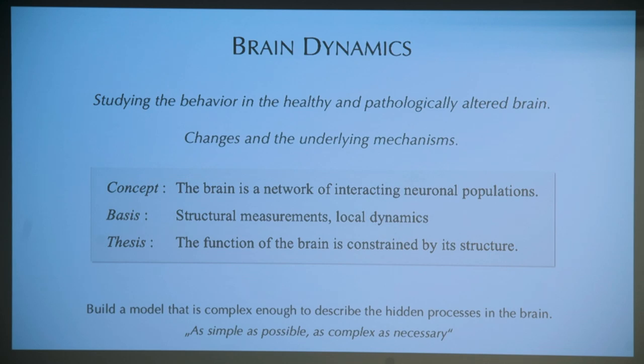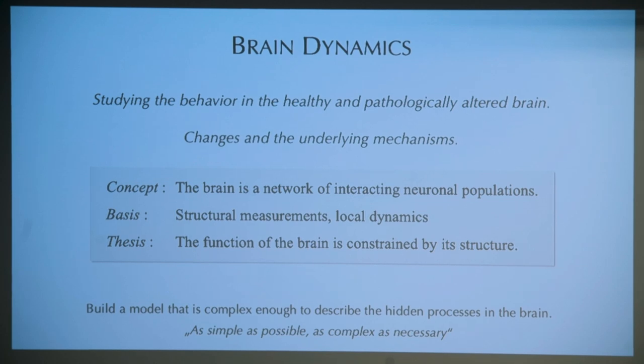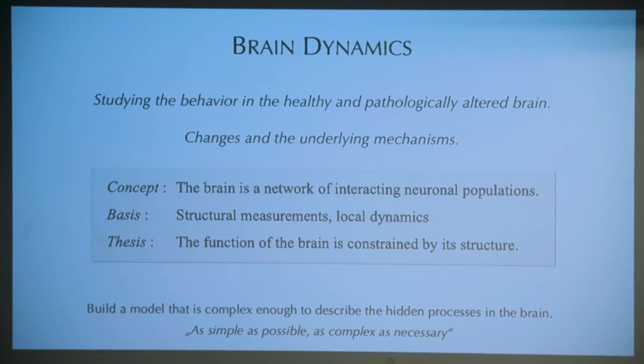Okay, so the concept in general is that we consider the brain as a network, a network of interacting populations and neural masses. And the basis for that, what we are using, is structure measurement, so that's what goes into TBB in the platform, and then the user has to decide on local dynamics, so we will go into that later. And the idea behind it, the working hypothesis, is that the brain functioning is constrained by the structure, so that there is a relation between structure and function.